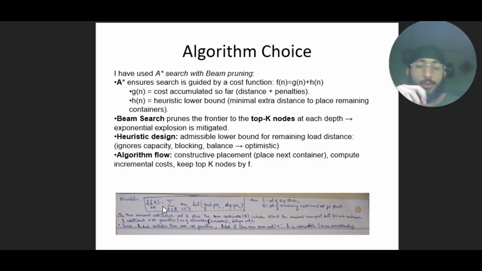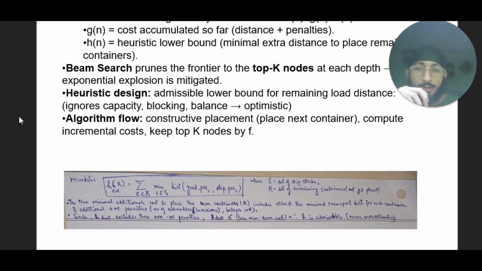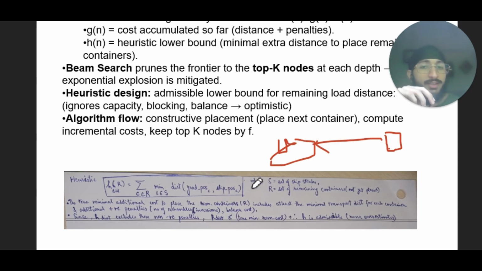Now talking about the heuristic. If I zoom in here, this is the heuristic that I set. h_distance(R) is the summation over c belonging to R of the minimum distance between the yard position and the ship position, where R is the set of remaining containers not yet placed. We are only considering the Euclidean distance between the yard position and the ship position. Containers not yet placed means those still in the yard and yet to be placed onto the ship stack, right? And S is the set of ship stacks.